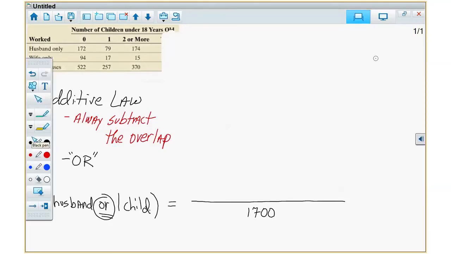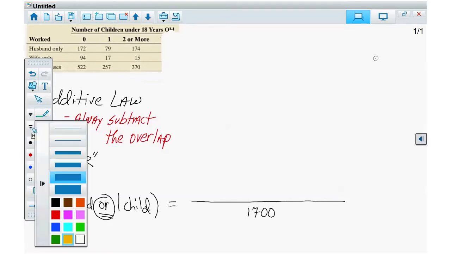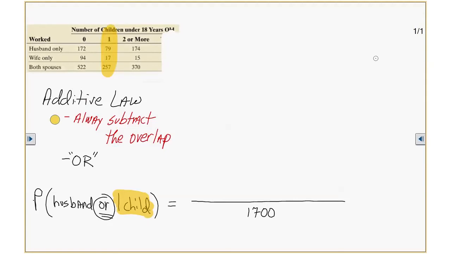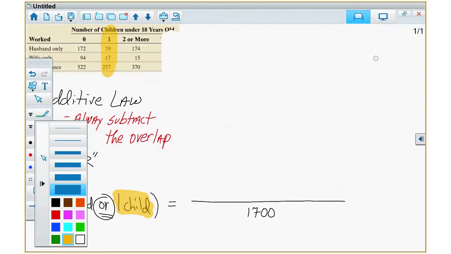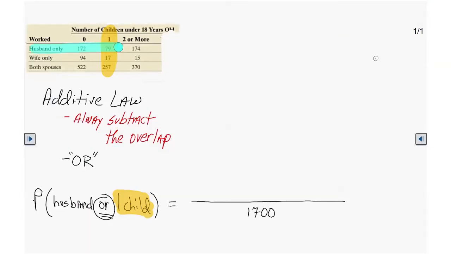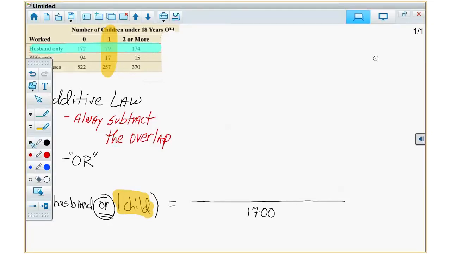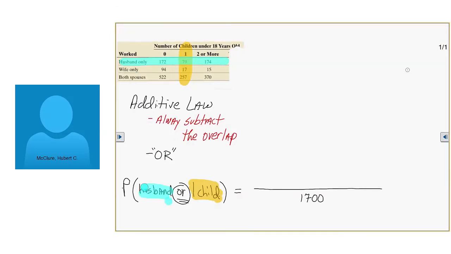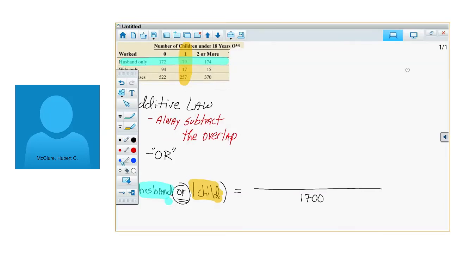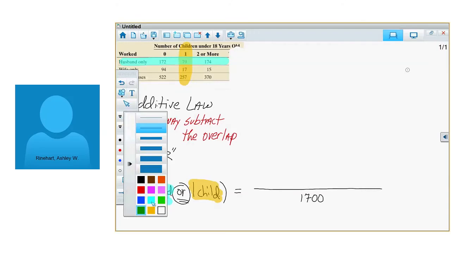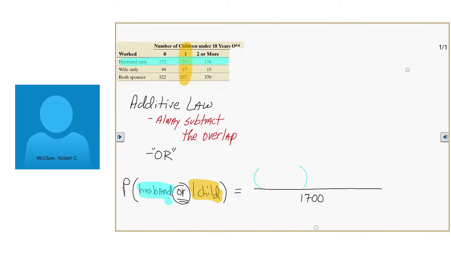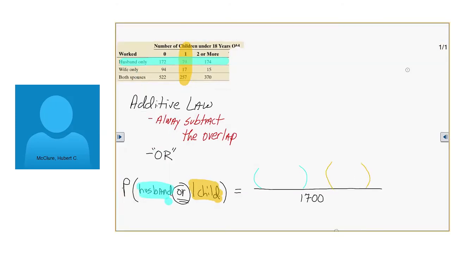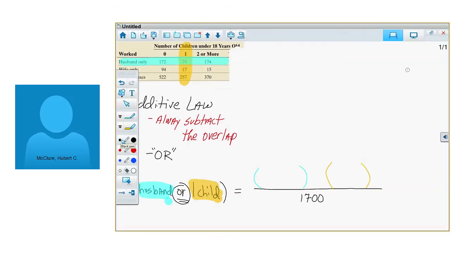Now you take your handy dandy highlighter and let's just take yellow. We're going to make yellow be a child. And then we're going to let the husband be blue. And then we're going to write those numbers out. So I'm going to take my pen and put blue parentheses here, and yellow parentheses right here. And I'm going to put a plus in the middle because we're using the additive law.